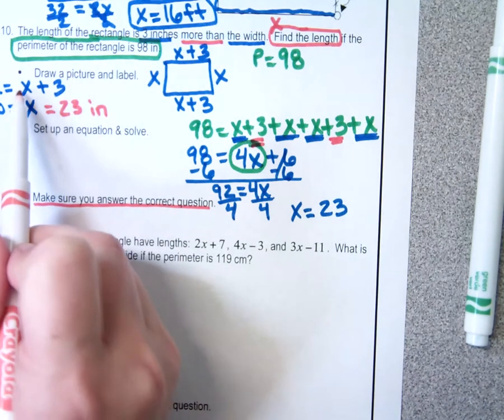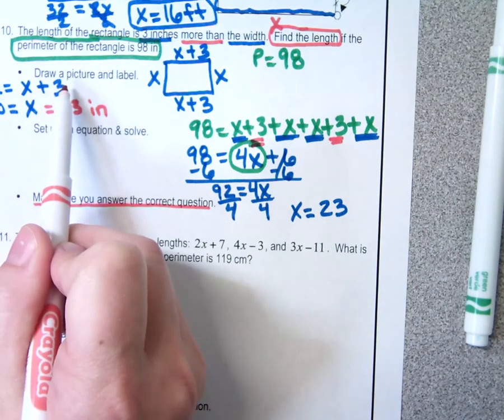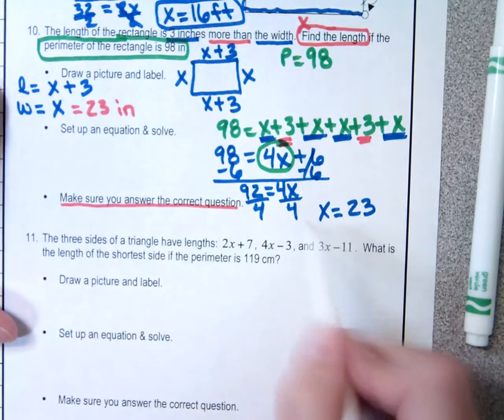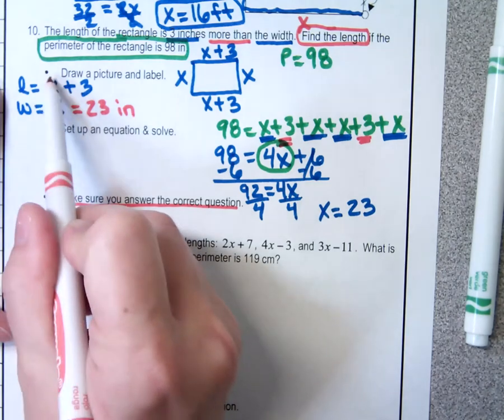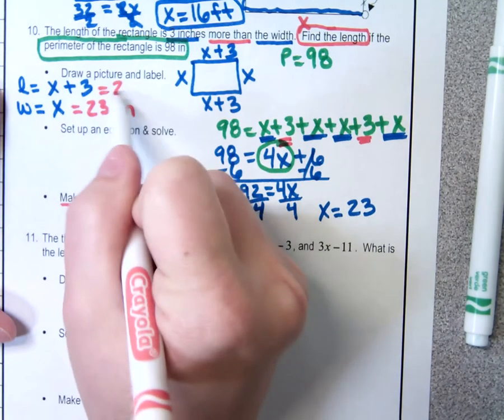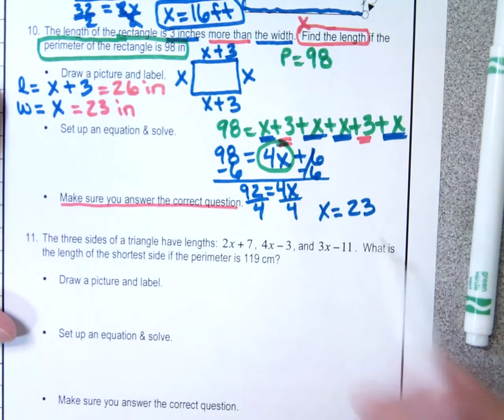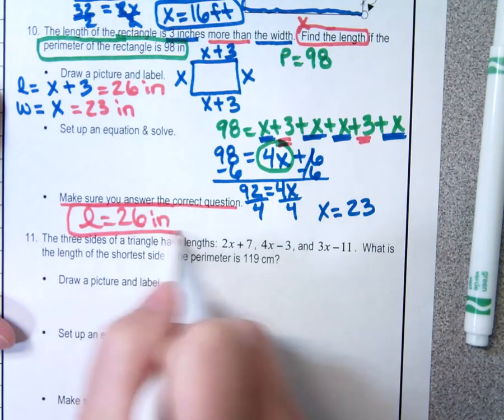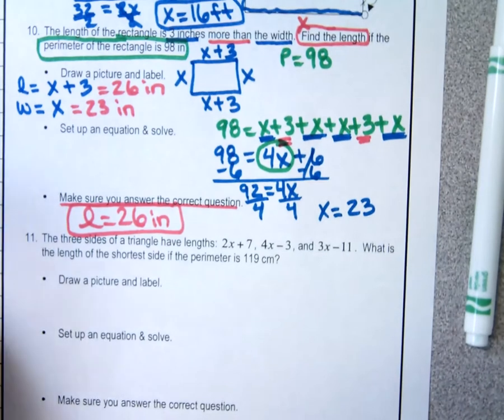My length says take X and add 3 to it. So if we just found X to be 23, then what's 23 plus 3? 26. So that's my length. The length is 26 inches. And that is what the question asked for, was the length.